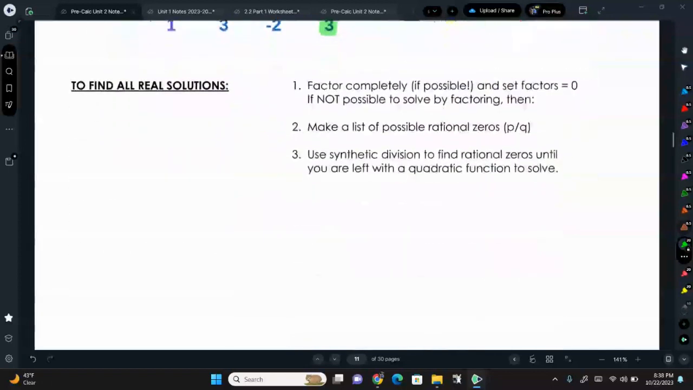Right, so to find real solutions, first we always want to factor if we can: GCFs, factor by grouping, quadratic form. Always do that first, because sometimes that makes life a heck of a lot easier. Then, if we still aren't able to find all the zeros, make a list of possible rational zeros, and then use synthetic division to find the rational zeros until we are left with a quadratic or something else that is factorable that we can deal with.